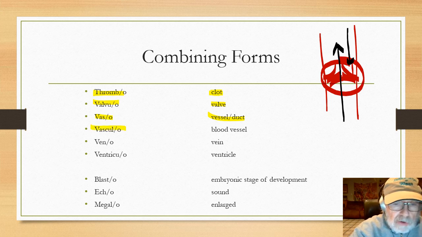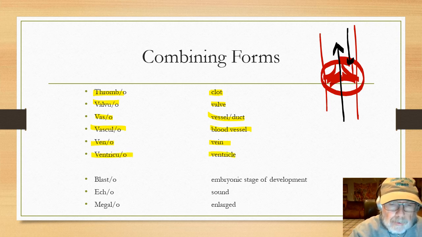Okay, vasculo also means a blood vessel. Veno means vein, pretty simple, and ventriculo means ventricle. Now, on the top of the heart, where the blood comes back to the heart, that's the atrium, like we talked about before. Very thin-walled, very stretchable.